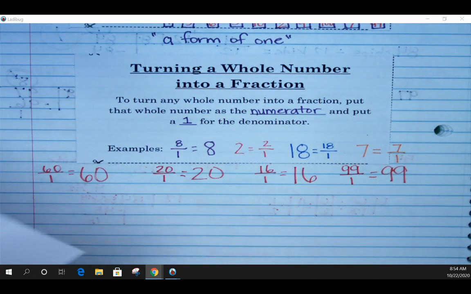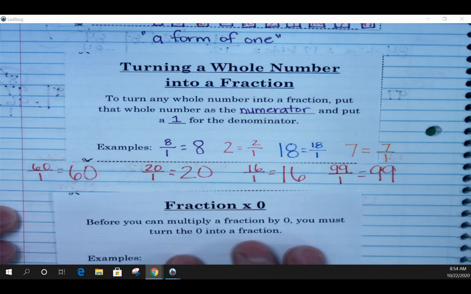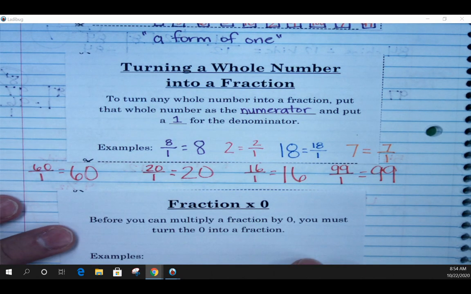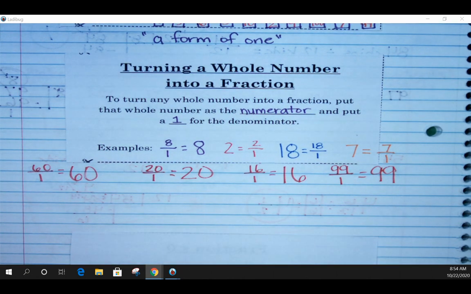Okay, now, fraction times 0. If you can get this at the bottom of this page, that would be great. If you don't have room, that's fine too. Just go to the next page. Because we won't be writing much on this one.